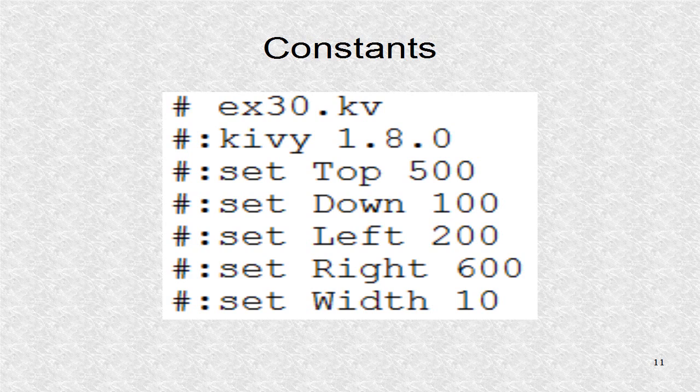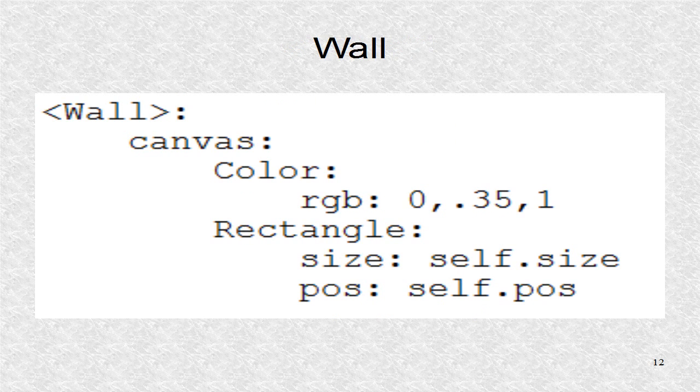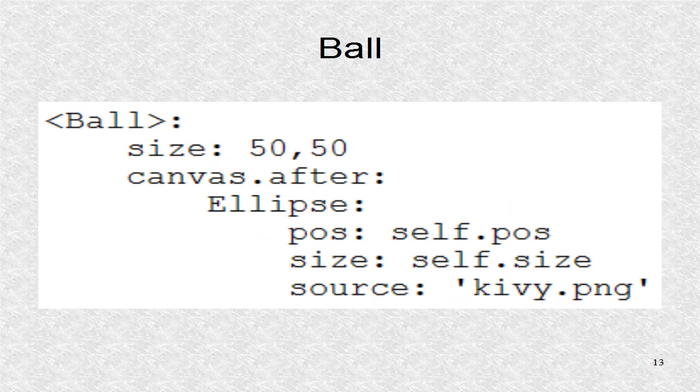11. In the Kivy file, we first set 5 constants which will define the bounding box. 12. The wall will have a bluish color. 13. The balls will be 50 by 50 pixels in size. The canvas after is a circle with the indicated image we downloaded.